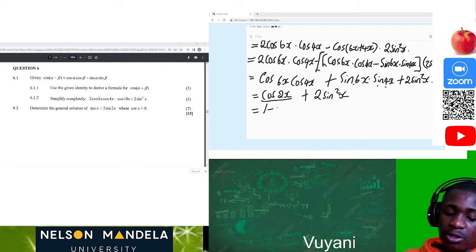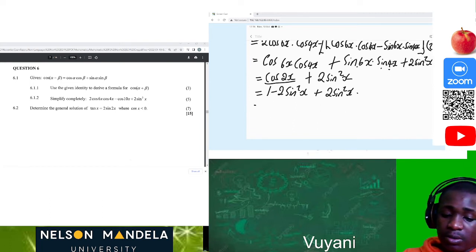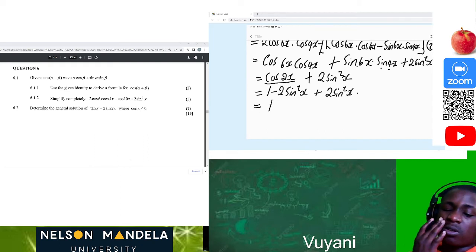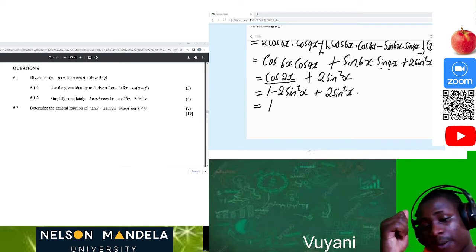We know that this is the same as 1 minus 2 sine squared of x plus 2 sine squared of x. Then this is going to be equal to what? 1, because negative 2 plus 2 is going to give us a 0. Then we are done solving our problem.